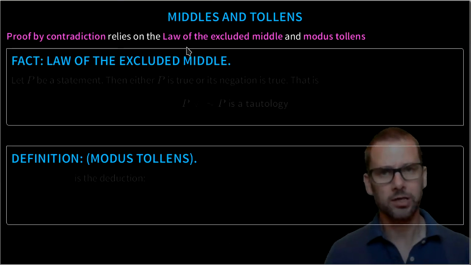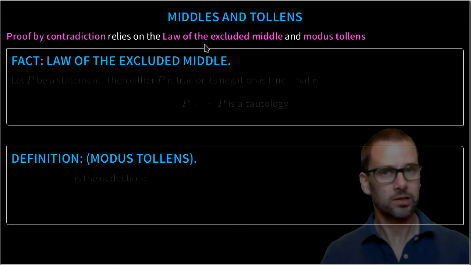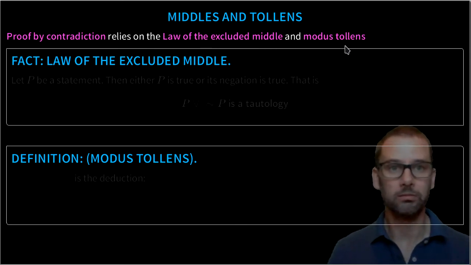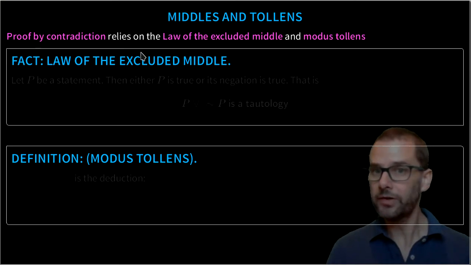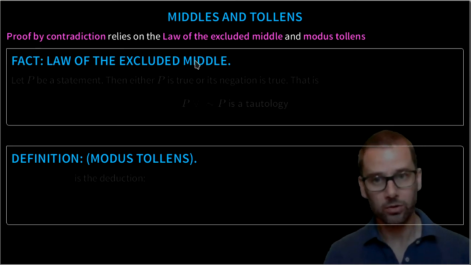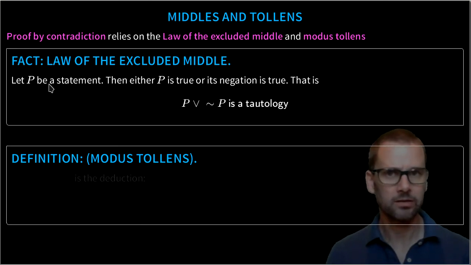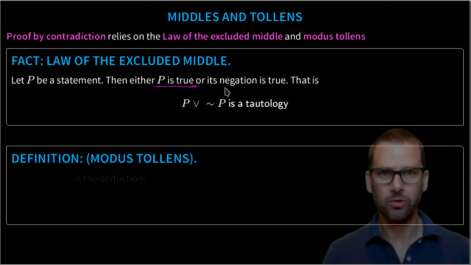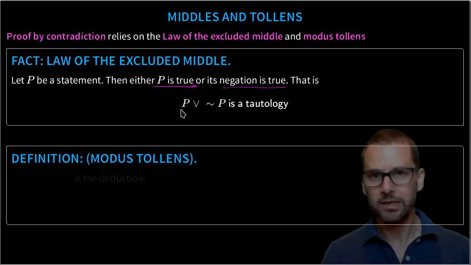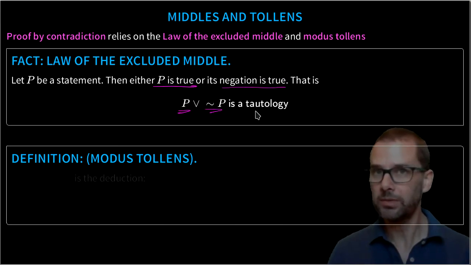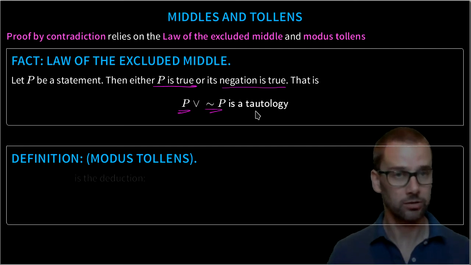Proof by contradiction relies on two things. It relies on the law of the excluded middle and on a type of deduction called modus tollens. The law of the excluded middle we've seen before in this course, and is basically just the statement that if we have a statement, then either it is true or its negation is true. That is, P or not P is a tautology. So a statement is true or its negation is true.